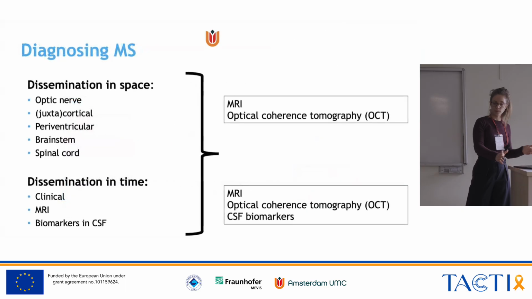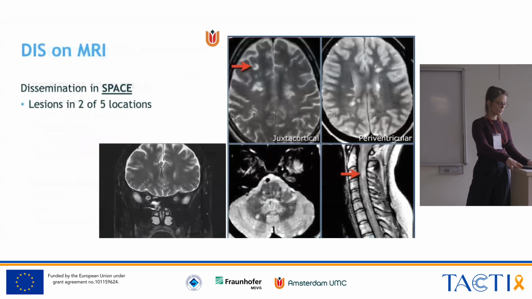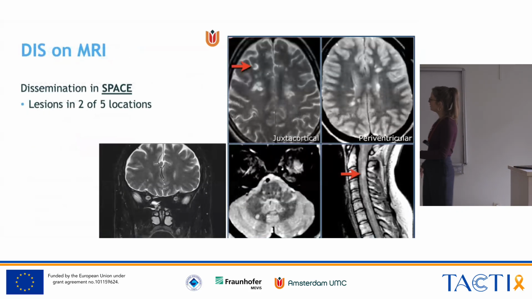But now, of course, we do imaging and biomarker research. So if you have a person presenting with one clinical symptom, the first thing you do is an MRI, or investigations of the optic nerves, or to prove dissemination in time. If you haven't seen that on MRI already, you will do a lumbar puncture for CSF biomarkers. So this is what we also have seen already.